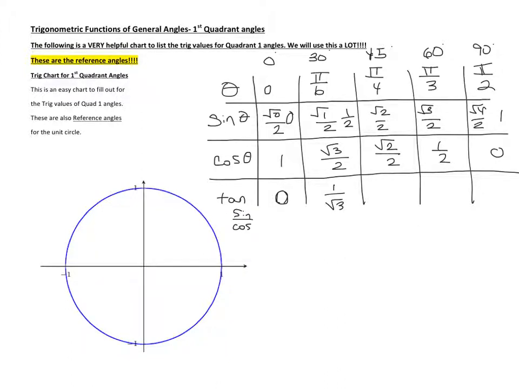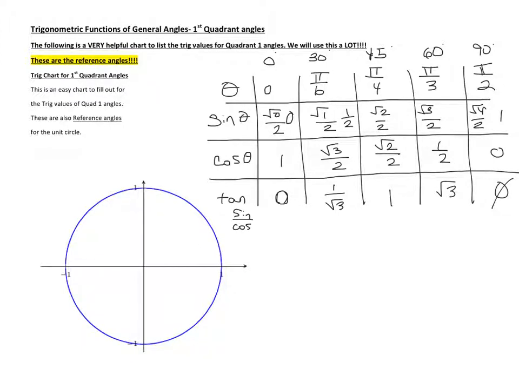1 over square root of 3. Next, you have square root of 2 over 2 divided by square root of 2 over 2. That's just 1. The next one, square root of 3 divided by the 1. The 2's cross out, so you have the square root of 3. And then lastly, 1 over 0, that's undefined because 0 is in the denominator. So you would say does not exist. And this is our chart.